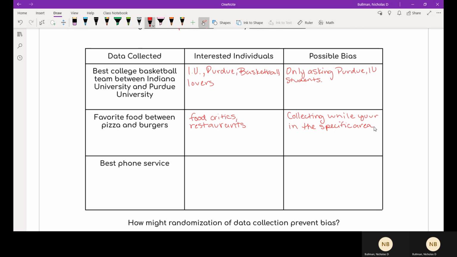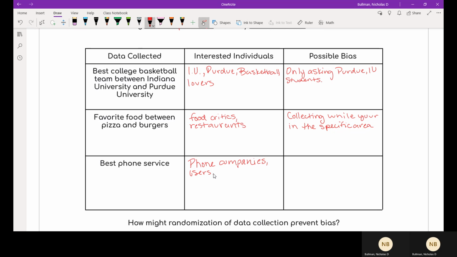And our last example that we have is best phone service. So obviously interested individuals are going to be phone companies because that's how they make their money. They want to be the best. They want to get all of the clients from the other people. And then you're going to have your users. I know when I was in high school, we would have a debate of whose phone service was better and who had better service and what location.